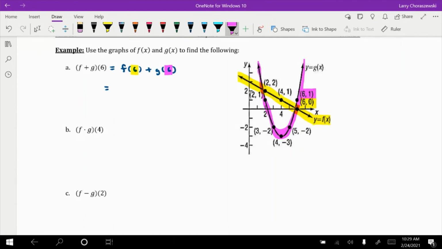And what are we really doing with these points? Well, we're going to replace f of 6 with what it means on the graph. And what it means on the graph is the y-coordinate. So this 0, that's the y-coordinate of this ordered pair. That's what f of 6 is equal to. And then the 1, it's part of the ordered pair 6, 1. That's what g of 6 is equal to. So let's replace these with the y-coordinates to get 0 plus 1. And that's our final answer.